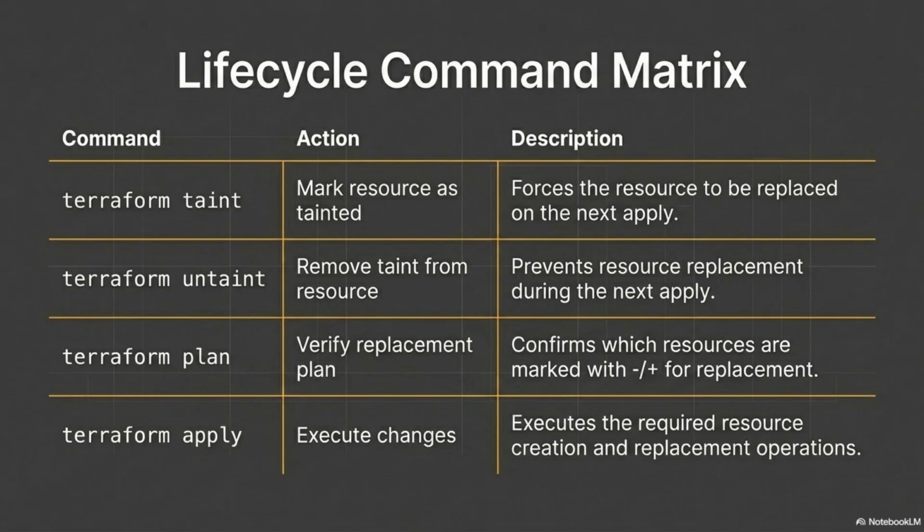Let me give you a clean reference for every command in this lifecycle, because having these straight in your head saves you in production. Terraform taint marks a resource as tainted. Effect: forces that resource to be replaced on the next apply. Use it when you need a clean rebuild of a specific resource. Terraform untaint removes a taint from a resource. Effect: prevents resource replacement during the next apply. Use it when a taint was applied by mistake, or when you've resolved the underlying issue externally.